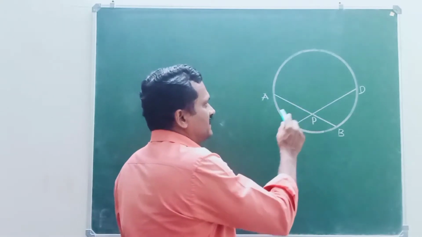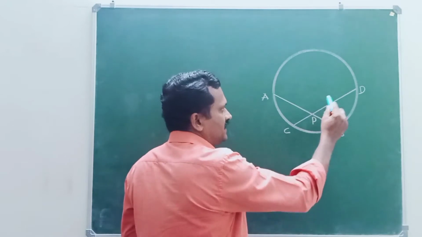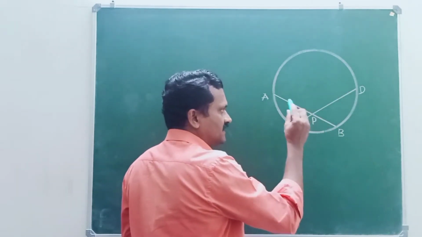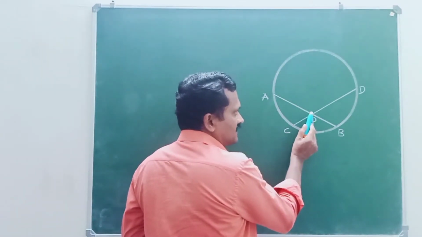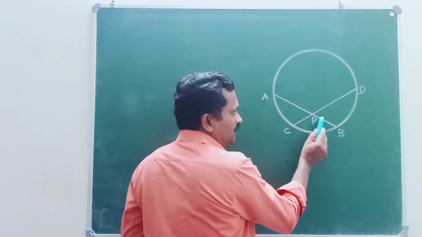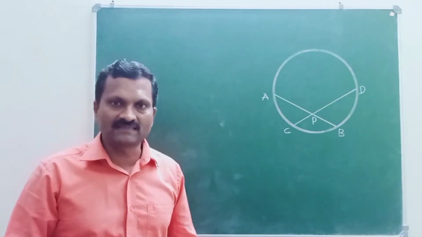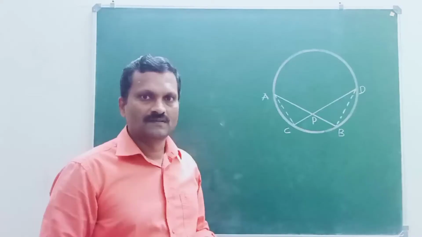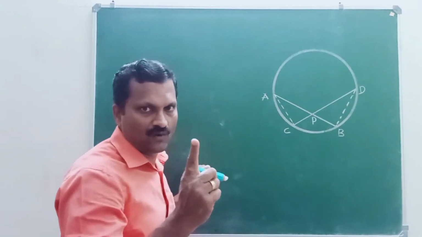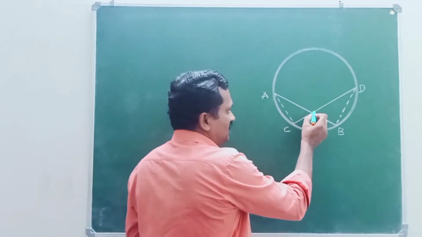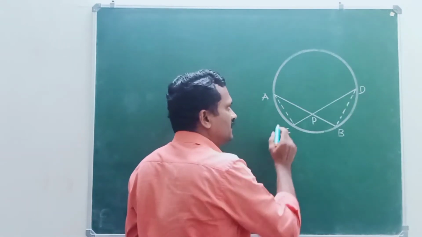For this, we consider a circle and two intersecting chords AB and CD. The chords intersect at P. We have to find out the relation connecting the lengths PA, PB, PC and PD. How are these lengths related? For this, we join AC and BD. Now we get two triangles, namely triangle PAC and triangle PBD.